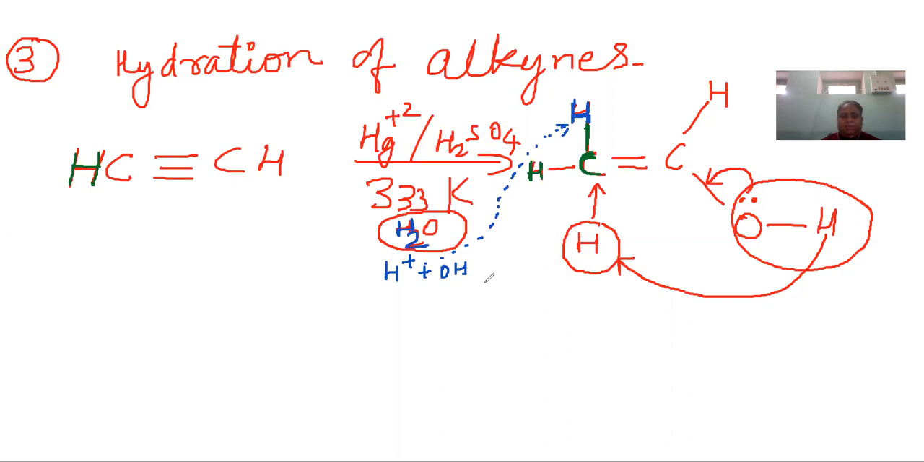And one OH joins here, and after that this double bond, this lone pair of electron forms double bond with this and it comes out and forms bond with H plus, and this H plus comes out. So it forms enol. It is called as enol, ethenol. Okay, this is ethenol. Now this ethenol will undergo tautomerism.